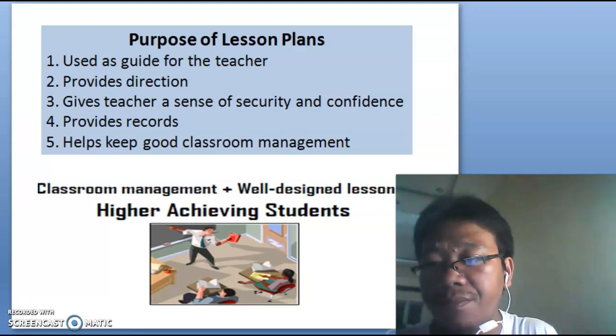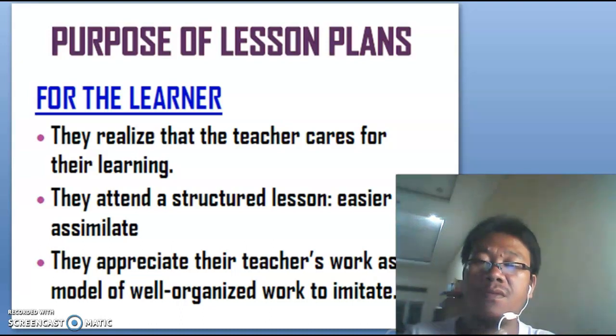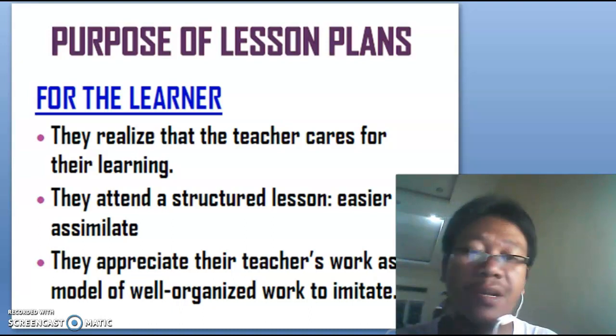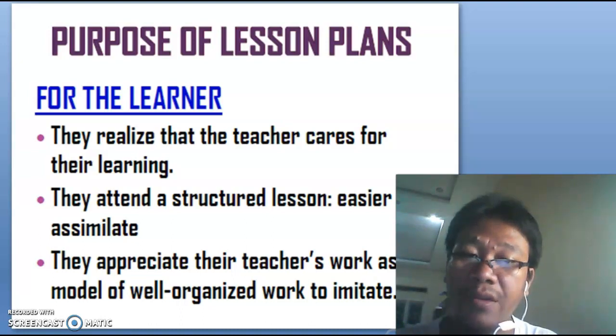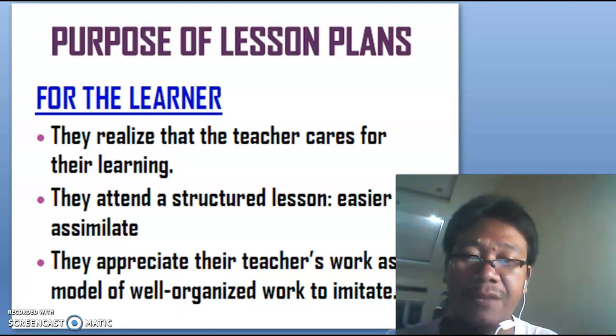Well, what is the purpose of lesson plans for learners, for our students, for our pupils? The students realize that the teacher cares for their learning. This is really important. Care. You know the word education? Education is from two words, edu and care. Care. It means that students realize that the teacher cares for their learning.